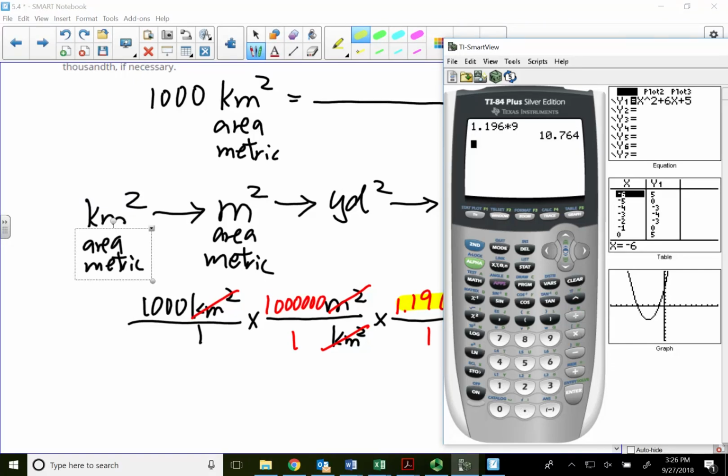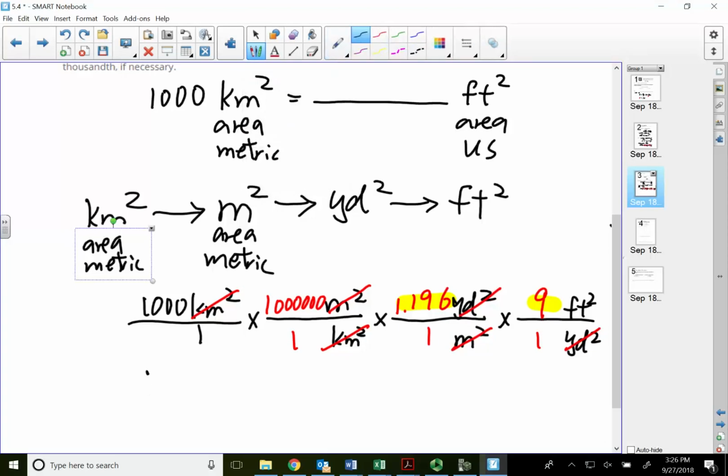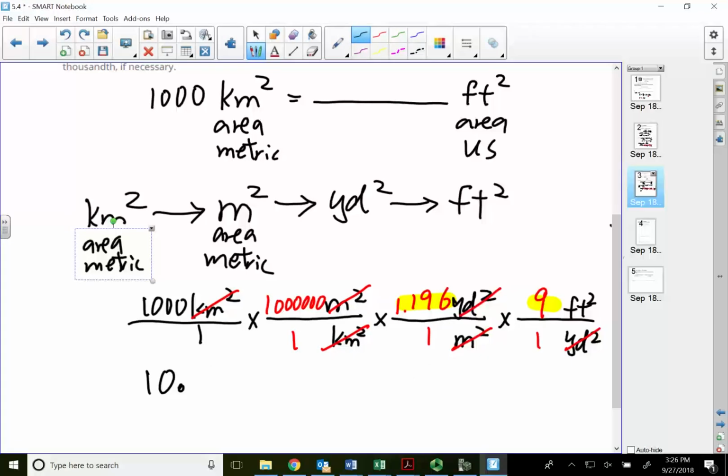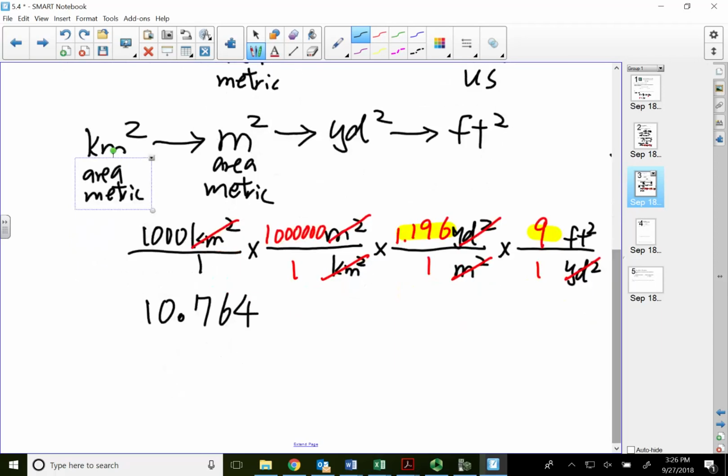And that's 10.764. So this problem, just multiply all the way across. Now, I need to multiply 1,000. And then I need to multiply 1,000,000. So by the power of 10, multiply 1,000 means move to the right 3. Multiply 1,000,000 is moving the decimal again 6 places.